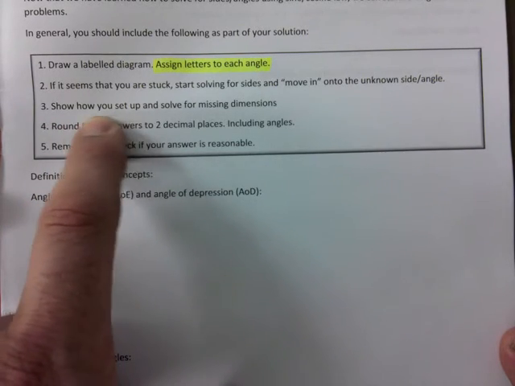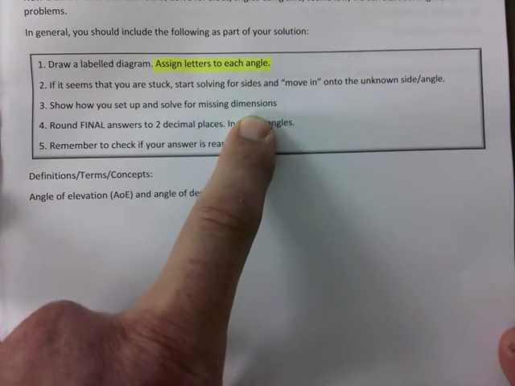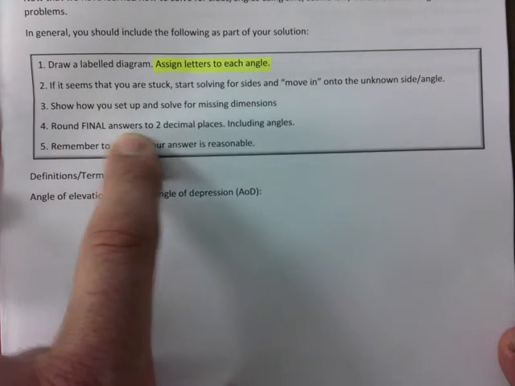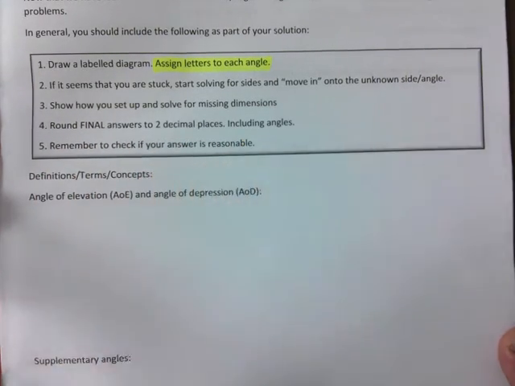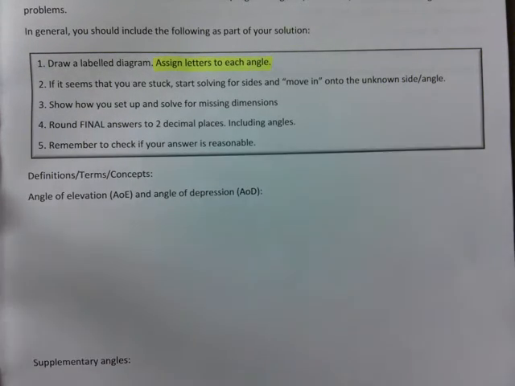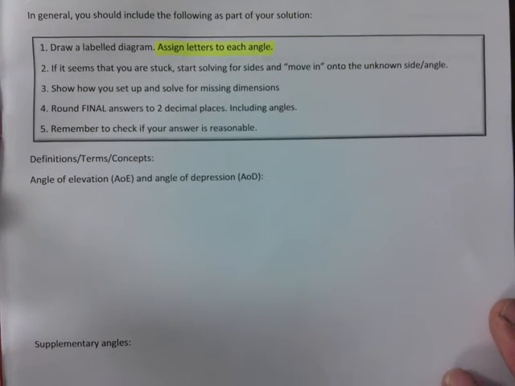If you get to the answer, then you're good. Show how you set up and solve for missing dimensions. Round final answers to 2 decimal places, including angles. Remember to check if your answer is reasonable, right? If you get an error, you made a mistake. Or Mr. Dirksen made a mistake on setting up the triangle, but most of the time, I will tell you to check your work, okay?